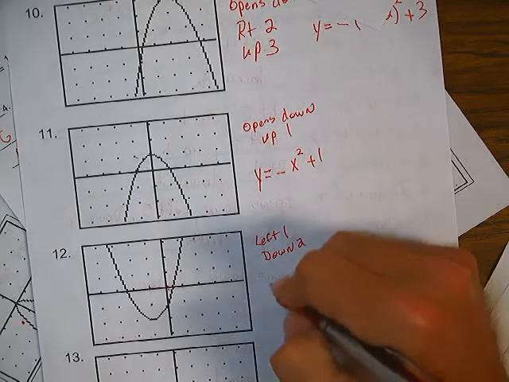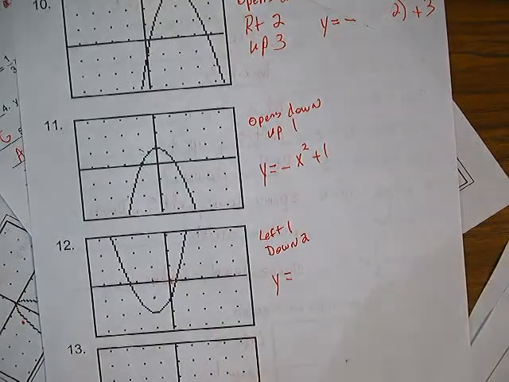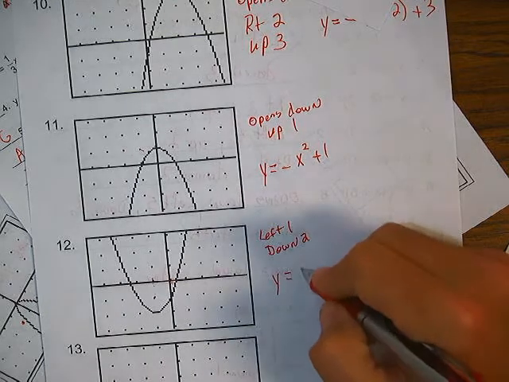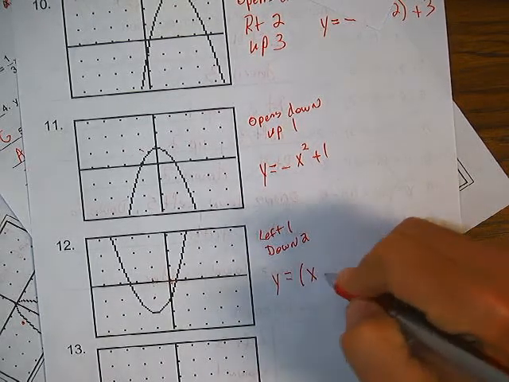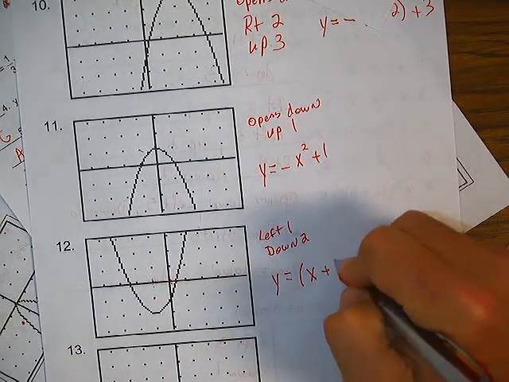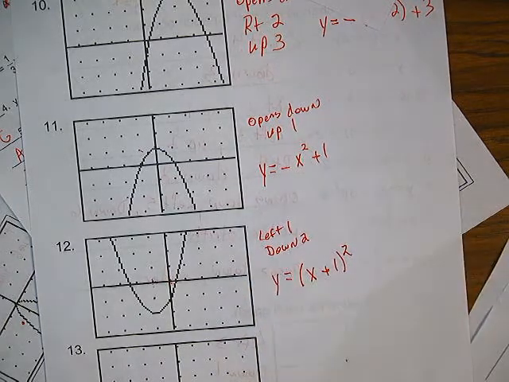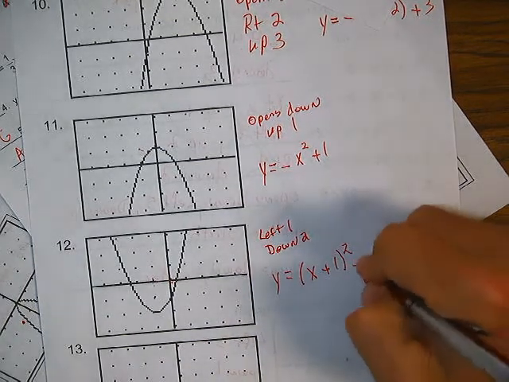Now, y equals. What do I need to move it to the left? Parentheses. x plus 1. Good. Close parentheses squared. Now move it down 2. Minus 2.